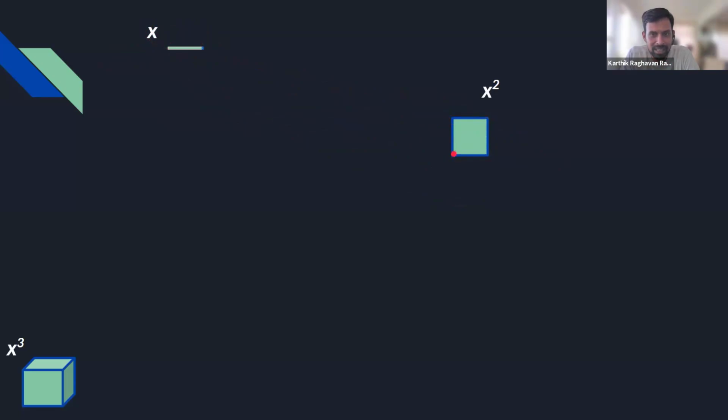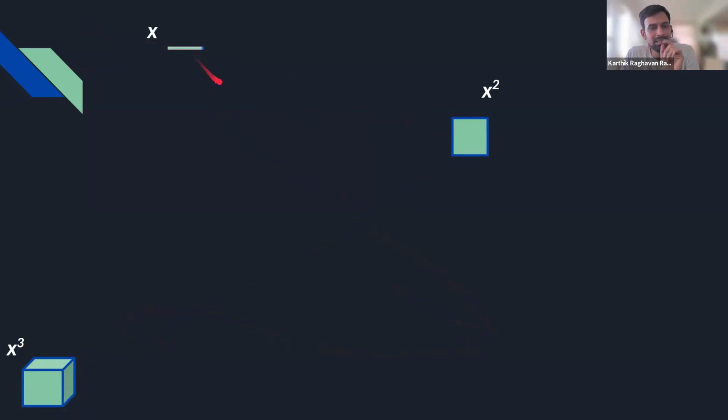It is side squared, right? Like this is the area, the green area is x squared. So if x is this much green, then x squared is actually this much green. So it's not just 2 times or 3 times, it's a lot more, correct? And x cube is as much green as a cube of side x, right?